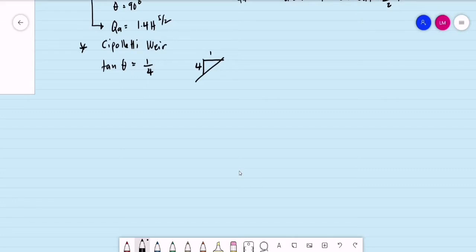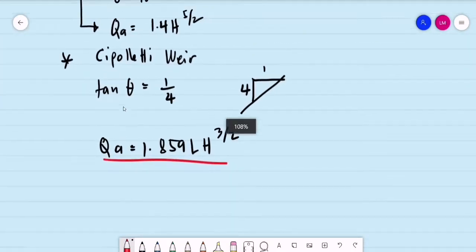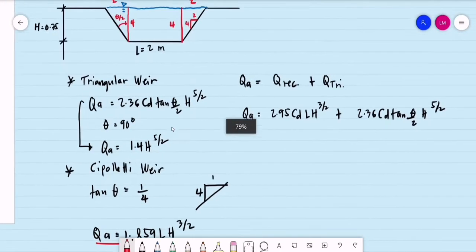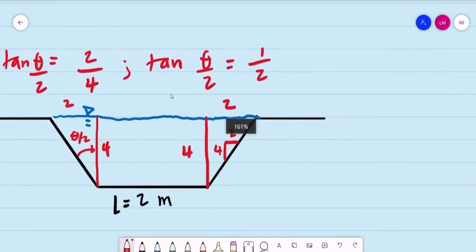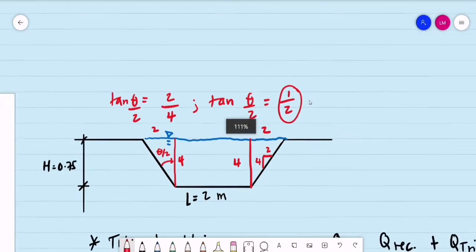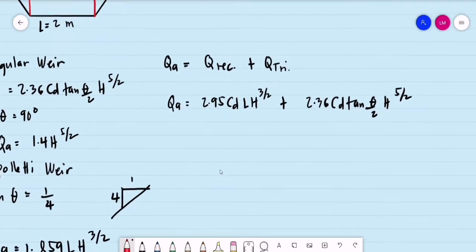Okay? So, kapag Cipolletti weir, ang equivalent ng discharge is equal to 1.859 LH raised to 3 over 2. Ito naman yung special case natin. Kapag trapezoidal weir siya, tapos the tangent of theta is 1/4 or slope, 1 horizontal, 4 vertical. Pero kung titingnan natin ito, yung equivalent kasi ng tangent of theta is 1 half. So, ibig sabihin, hindi siya Cipolletti. Ordinary trapezoidal weir. Okay, so mag-substitute na tayo.